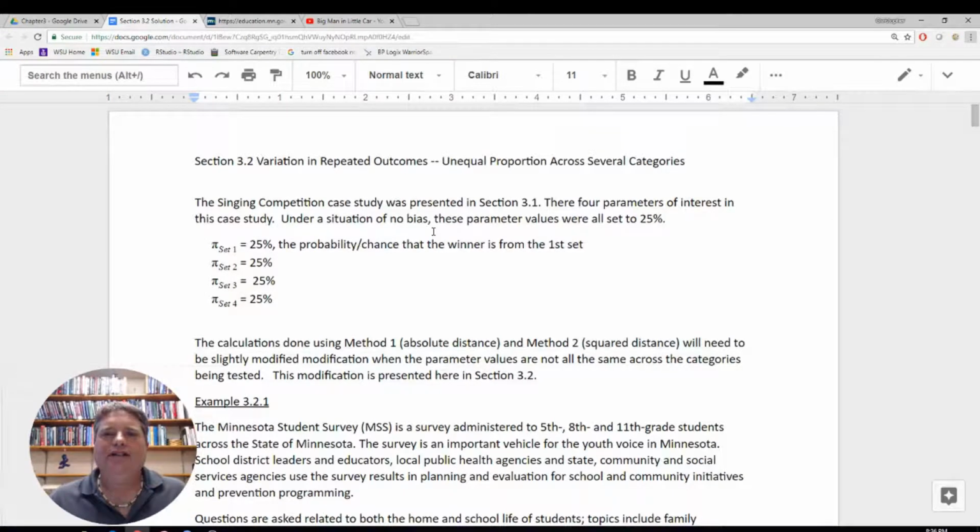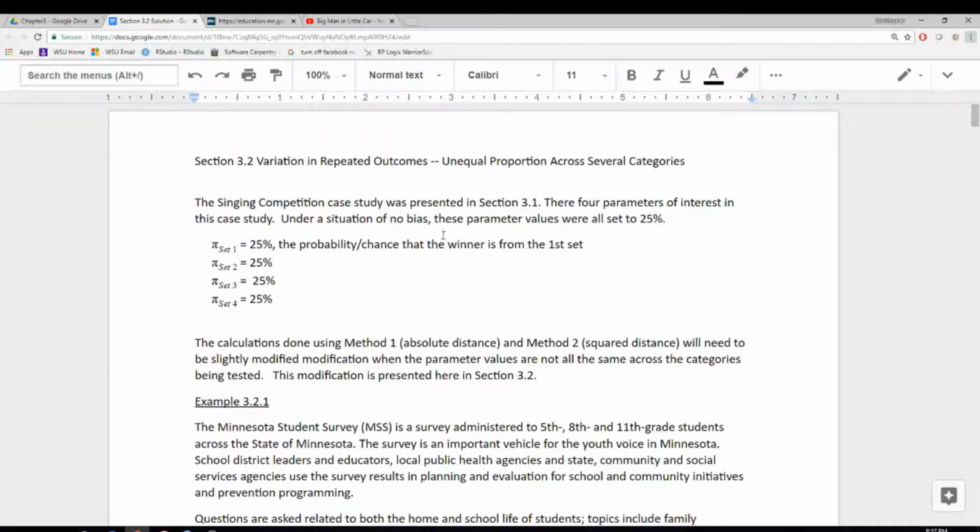All right, let's go ahead and get started with section 3.2. In this section, we're going to be looking at the variation in the repeated outcomes where we have an unequal proportion across the categories. In the previous section, we looked at the variation in the repeated outcomes, but each of the categories had the same parameter setting. And here, we're going to allow that to differ. Okay, let's go ahead and get started then.